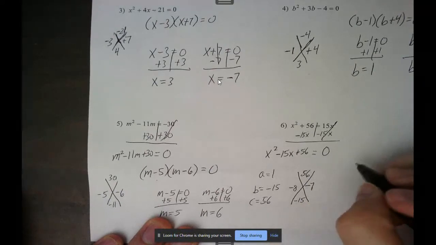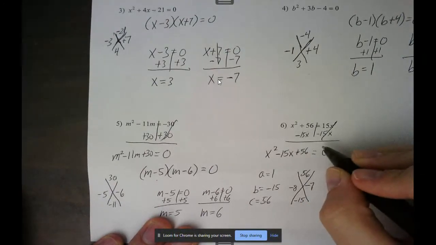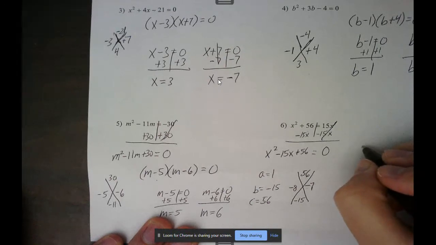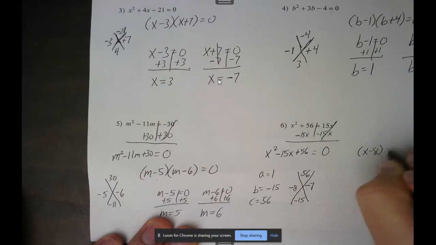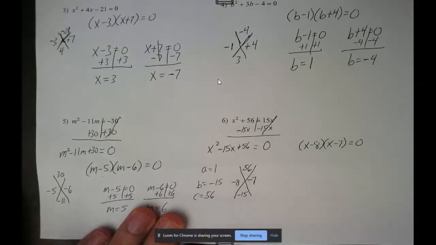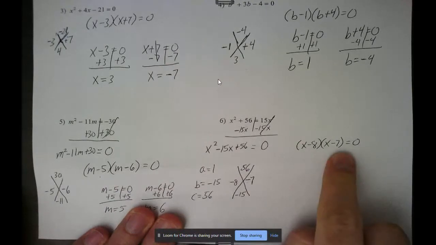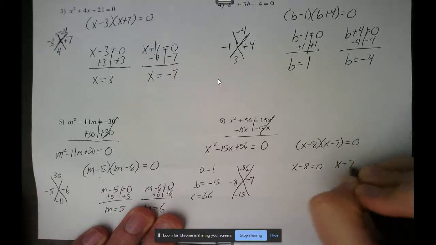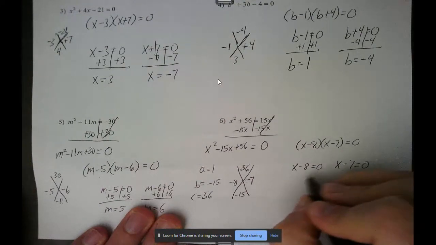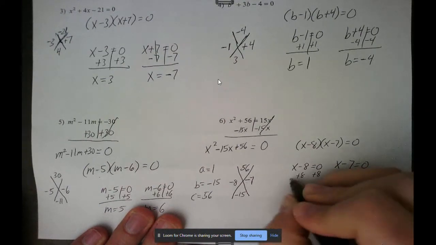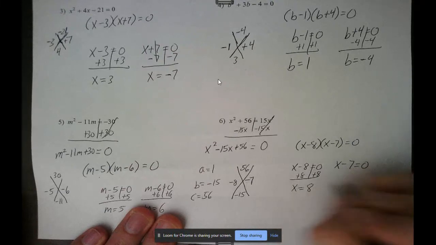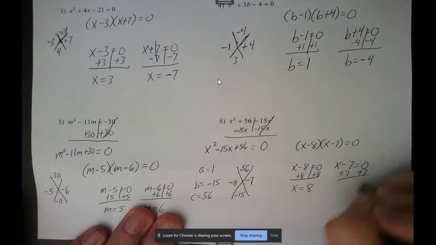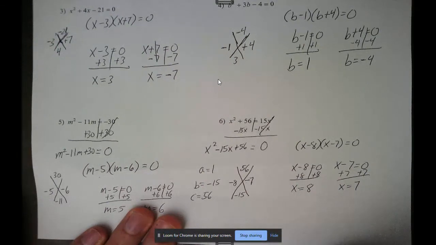Very good, Catherine. All right, so then I'm going to rewrite those. So that would be x minus 8 and x minus 7 equals 0. All right, set it equal to 0. And then I'm going to set each of those factors equal to 0. And to finish solving, add 8. So x equals 8. Add 7. And there's your two solutions.